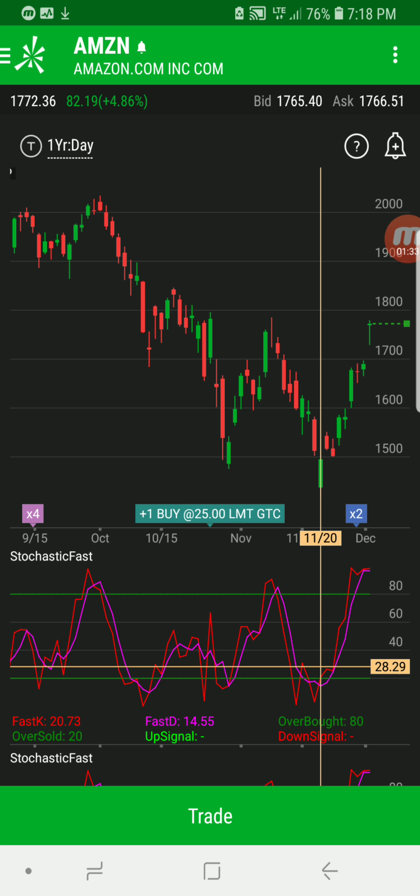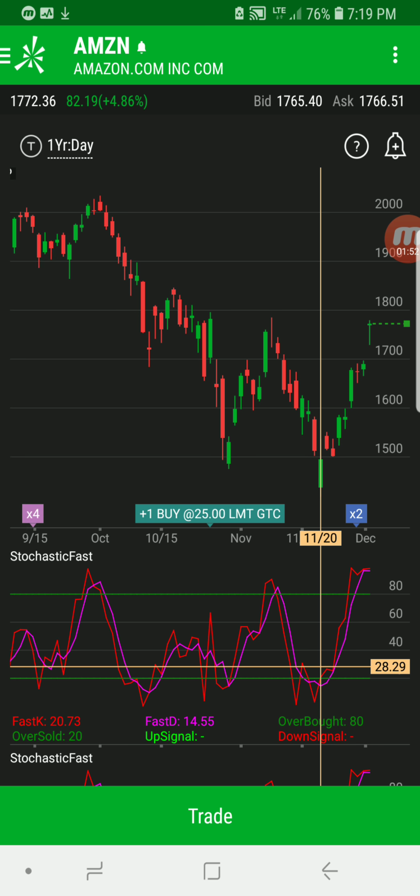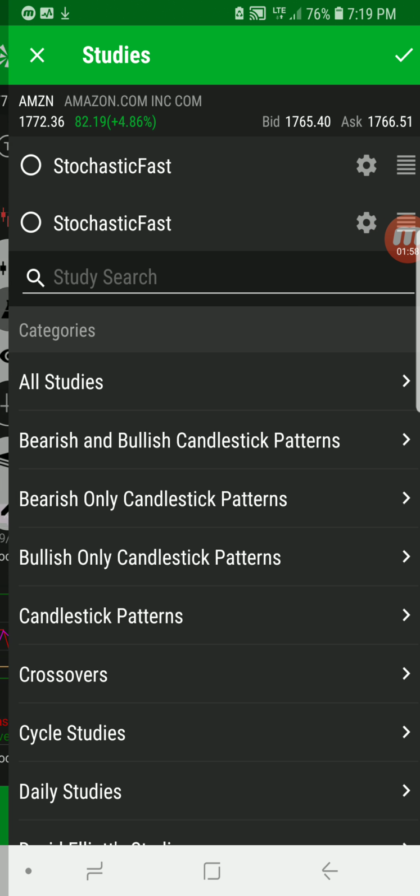So you have to have your edge, and without getting too much into that, because that's a topic for another day, I just want to show you the stochastic indicator. So the way you add that, this is on my Android app. It's slightly different for iOS, but not too different. You just click on it, it brings up this menu, and then I click over here.